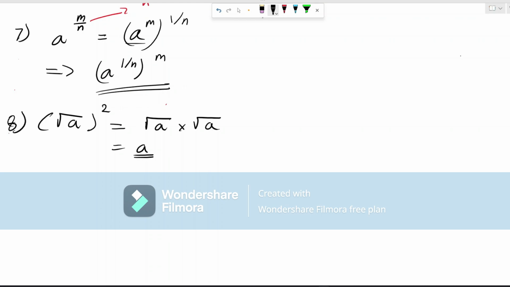Now remember, I will give you an example. This will make it a lot easier. Suppose root 3 square. Now you will write the number 3 only. Remember that you're cancelling the root, not squaring the 3. The square is given just to cancel the root. Okay, so this is it.